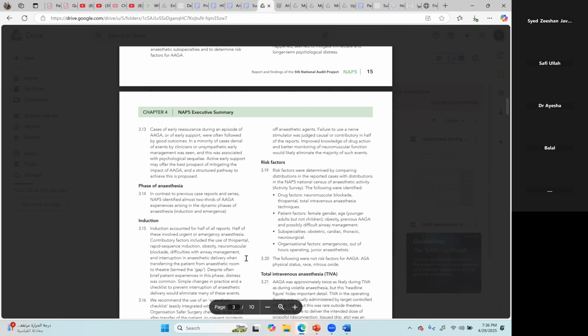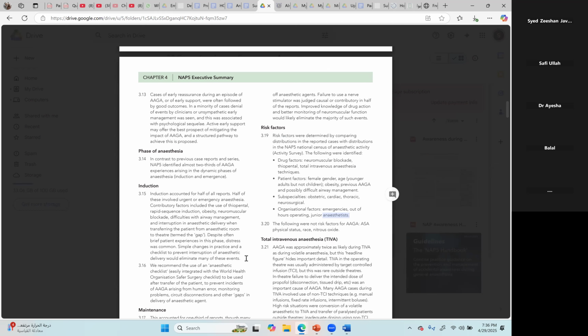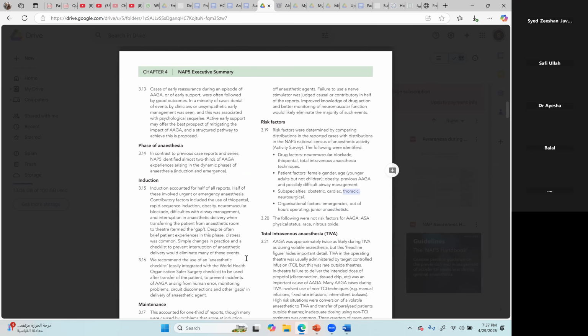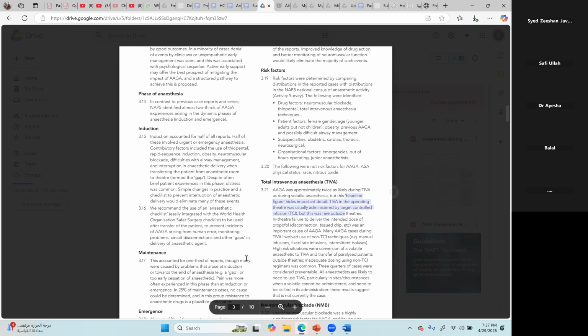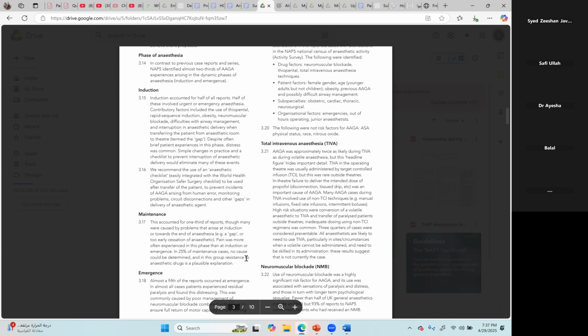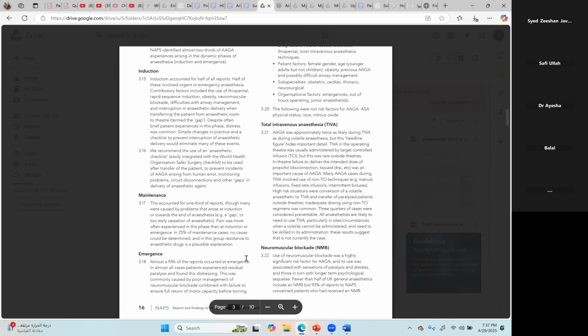They will ask you the risk factors. They can ask you about neuromuscular blockers, thiopentone, PIVA techniques, and patient factors: female gender, age, obesity, previous awareness under general anesthesia. Okay. Usually awareness occurs at the time of induction and recovery. It can occur at any time, but usually at that time the patient can recall a number of things.